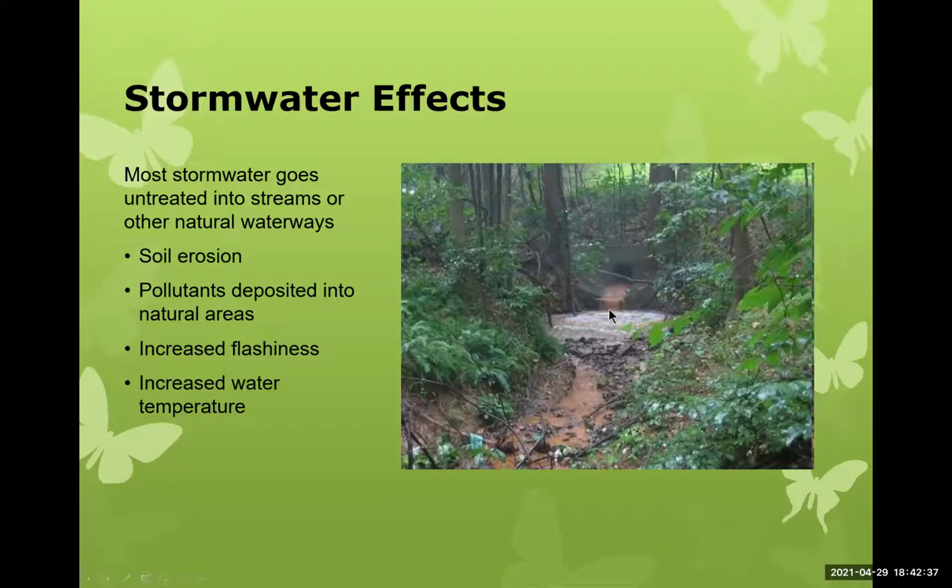Most of our stormwater is untreated, and you get soil erosion, pollutants, and flashiness. Flashiness, again, is the level of the stream going up, and you get increased water temperature. Most of our streams and rivers here are cold water streams with cold water aquatic life in them. So imagine a 90-degree day with all this impervious surface and pavement, and you get a big rain, and you get hot water poured in there as well.